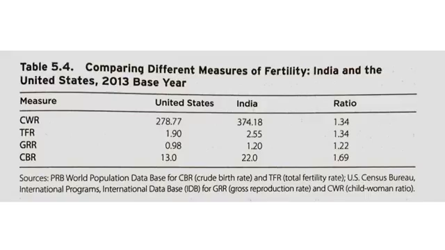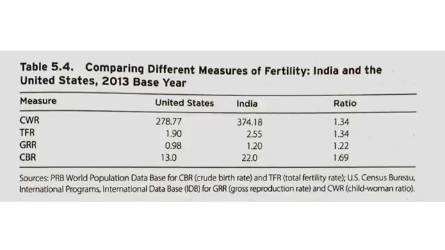Here's a simple comparison of the United States and India to show how some of these different measures look just on the face of things. So first we have the child-woman ratio, the CWR, and there we can see in the United States that's 278.7, whereas in India it's 374.18. So clearly there are more children relative to women in India as compared to the United States.